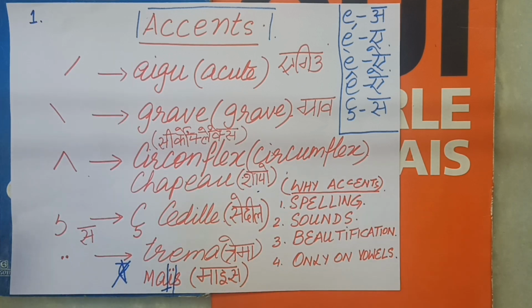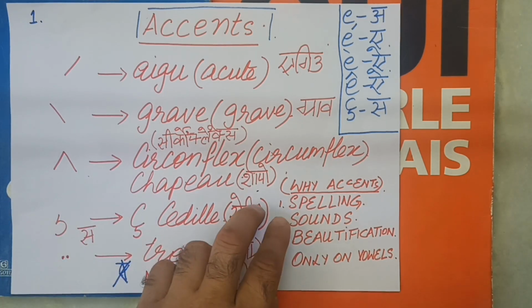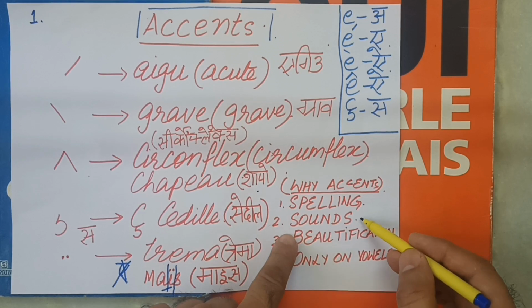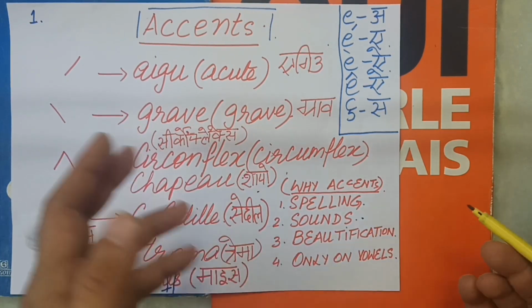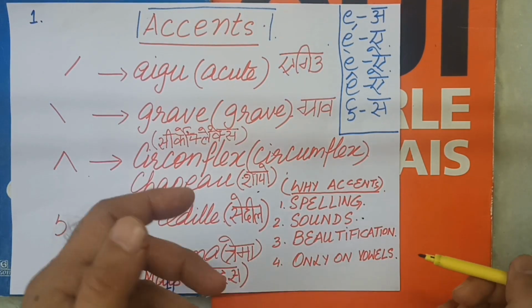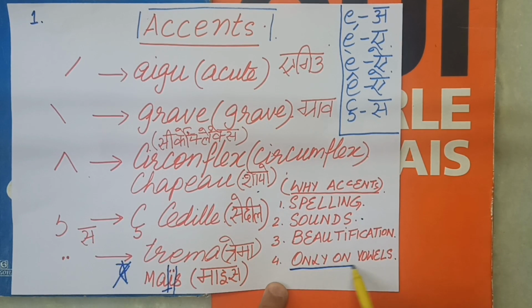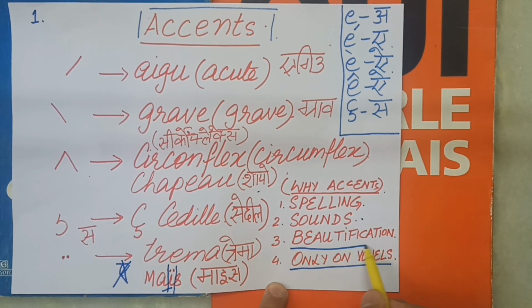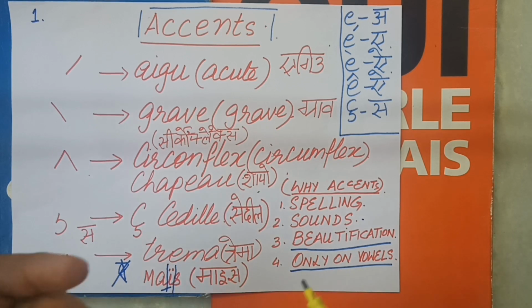Now French accents, why French accents? Number one, they are part of the spellings. Then they change the sound of the vowel on which they are put. So that means you put them only on a vowel, and then they are also used as a beautification.